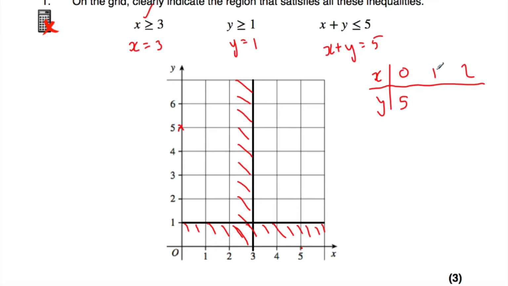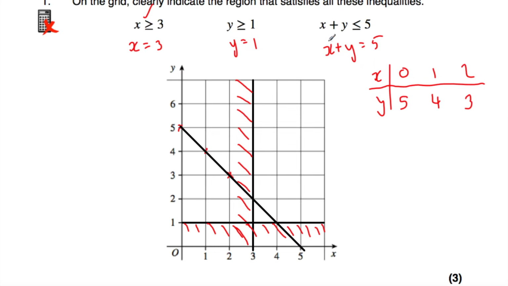If x is equal to 1, 1 plus something is equal to 5, well, that would be 4, so 1 across 4 up would be there. 2 across 3 up would be there. So we've now got these points there in that diagonal line. So if we draw a line through it, that would be the line of x plus y equals 5. So that's now the line of x plus y equals 5.